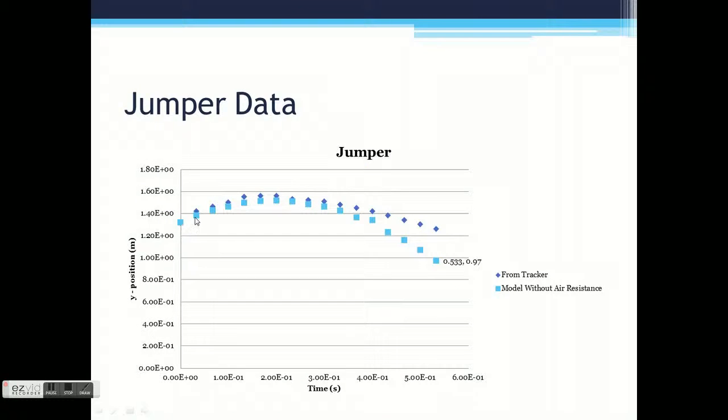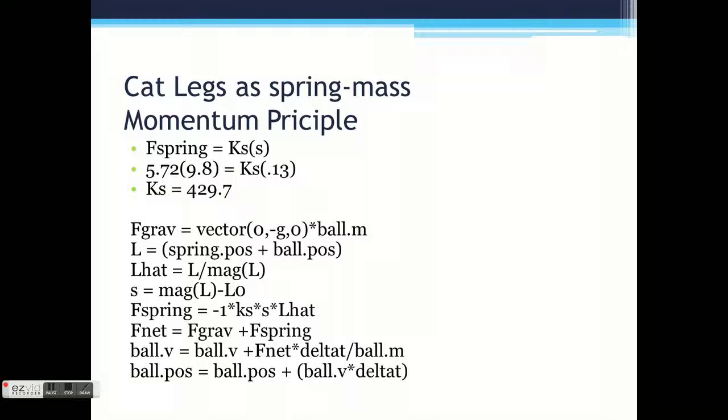Here's my data from the model. The purple is the actual jump, and the blue is the model without air resistance. The discrepancies at the end look like they may be due to air resistance, but overall, this matches the data very well.